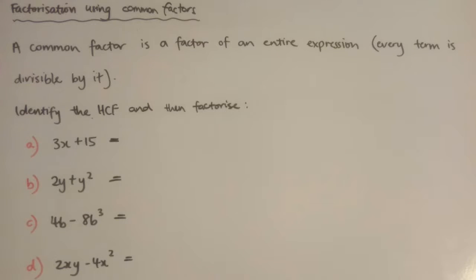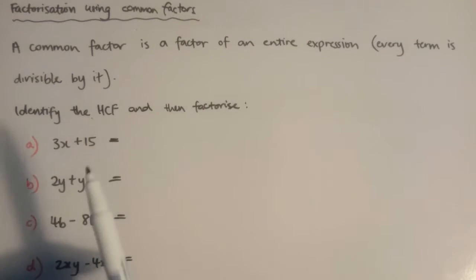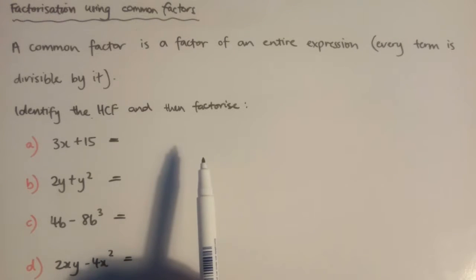So every term has to be divisible by this common factor. And ideally what we're looking for here is the highest common factor, because when we take out the highest common factor, we'll have fully factorized it. So our first example wants us to identify the highest common factor and then use that common factor to factorize the expression. So I'm going to go over to the side here and write down the highest common factor before factorizing these expressions.